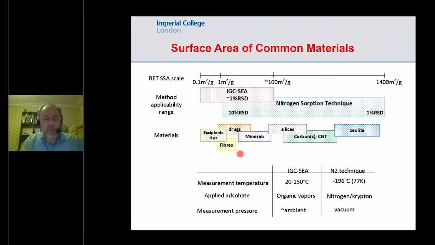We do a lot of work down this end here: excipients, hair, fibers, drugs, biopharmaceuticals. They often have low surface areas of a few meters squared down to 0.1 meters squared per gram. As we'll see in a moment, although nitrogen is the most commonly used approach, it's not the most accurate approach. We'll see in a few minutes that the IGC methods for low surface area materials, typically up to about 100 meters squared, are superior. But if you've got high surface area materials, the traditional nitrogen methods are superior.